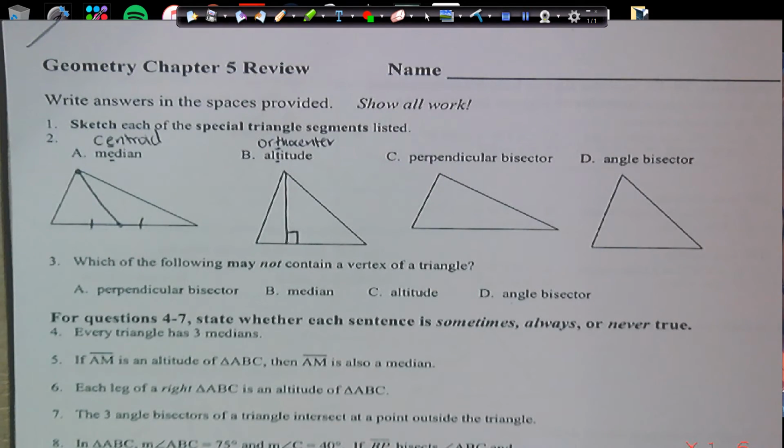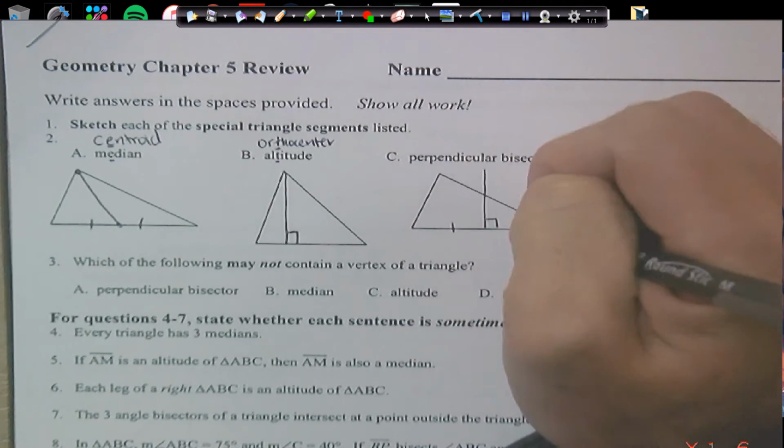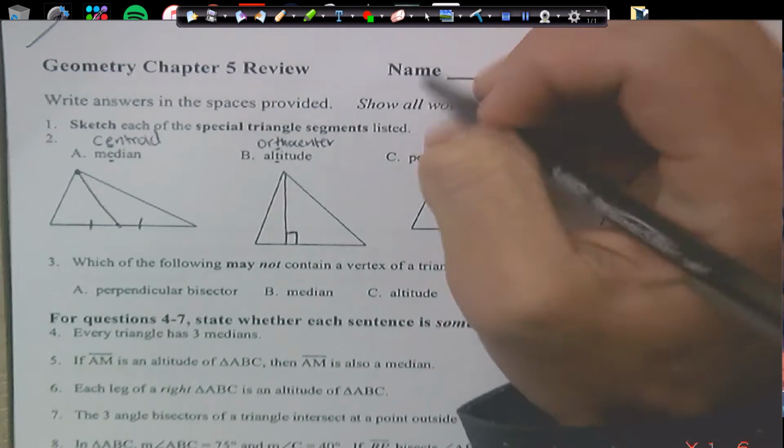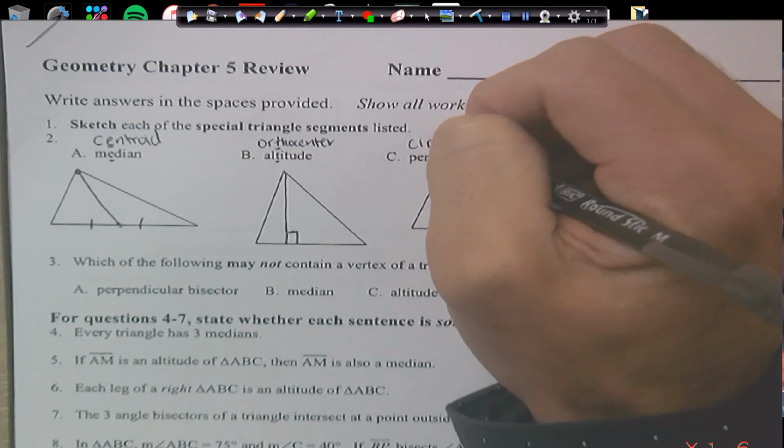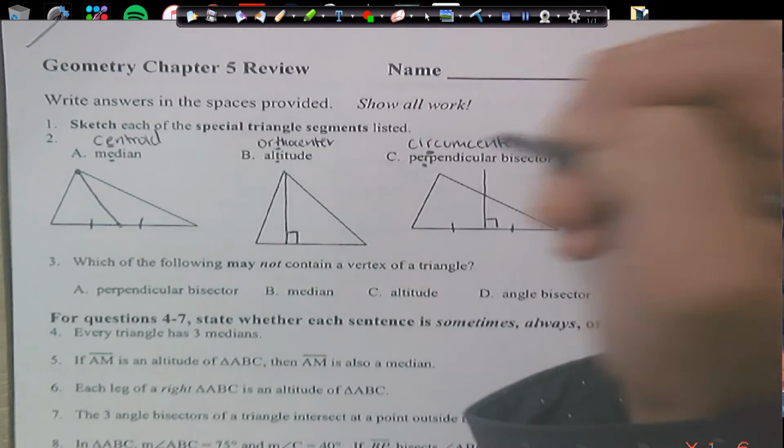Next is our perpendicular bisector. And for a perpendicular bisector, it doesn't have to go through a vertex, but it does have to be perpendicular and bisect. And this would be a circumcenter if we had three of them. And the R's match up.